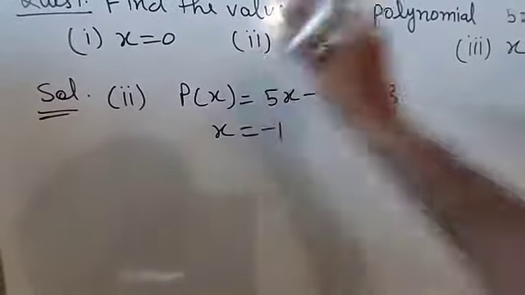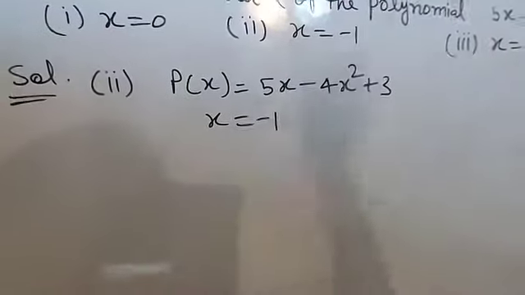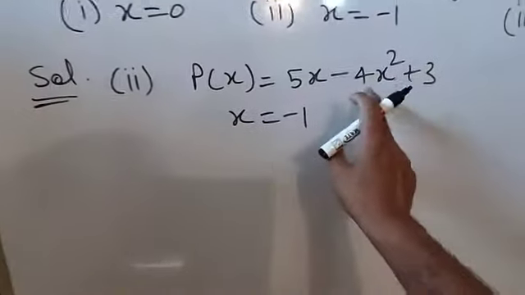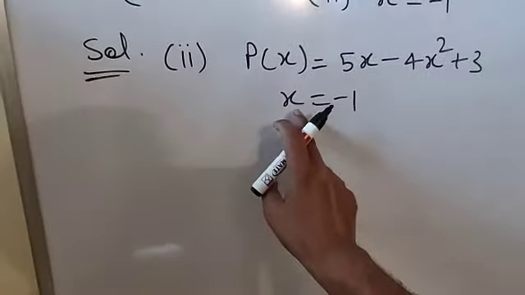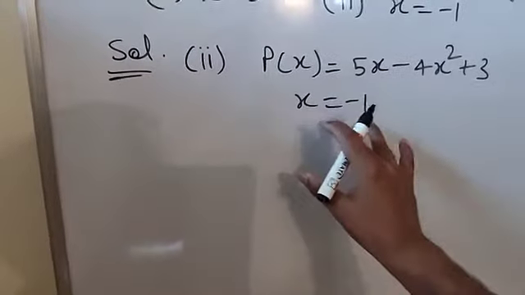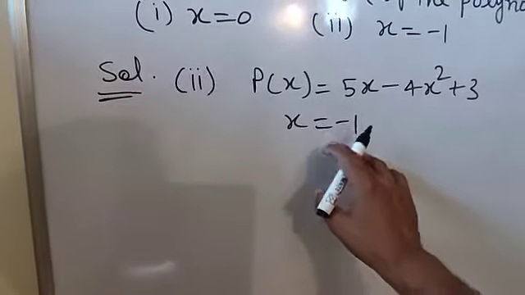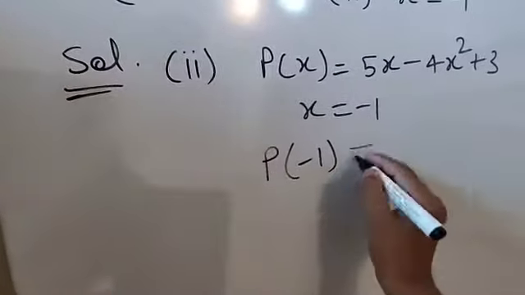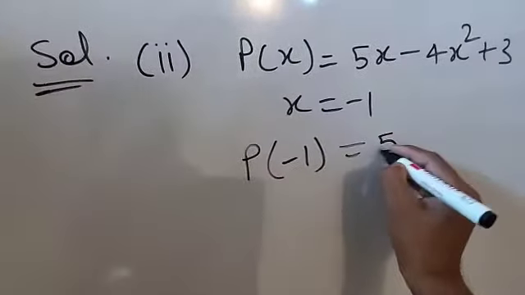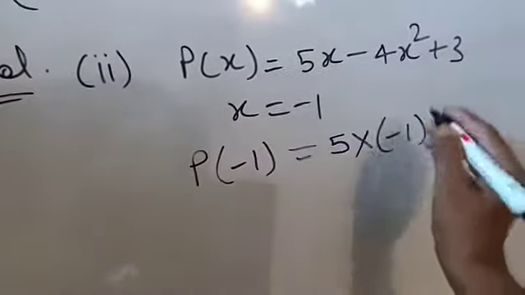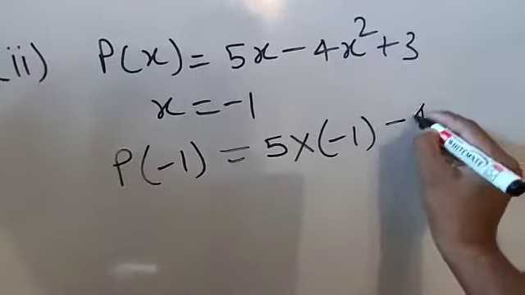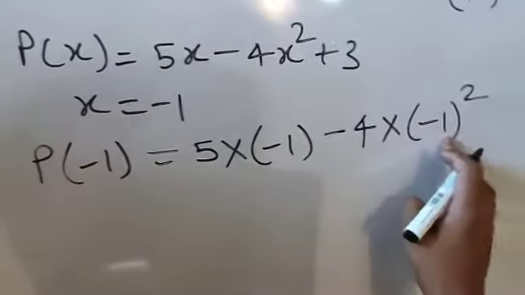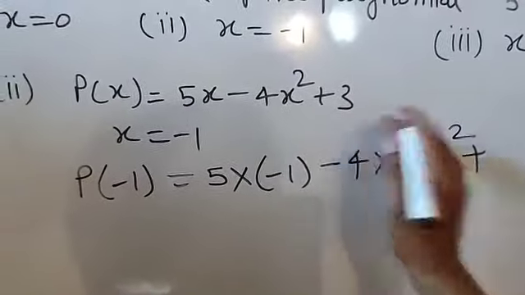I had explained that polynomials are generally represented by p(x), g(x). So here p(x) equal to 5x minus 4x square plus 3, and you need to evaluate the value at x equal to minus 1. If you are going to find the value of the polynomial at x equal to minus 1, then x will be replaced by minus 1. So p(minus 1) equal to 5 into minus 1, minus 4 into minus 1 square, and plus 3 is there, so it will be as it is.